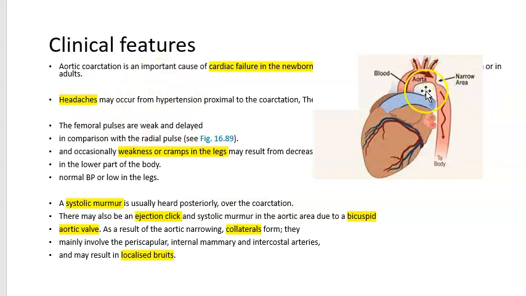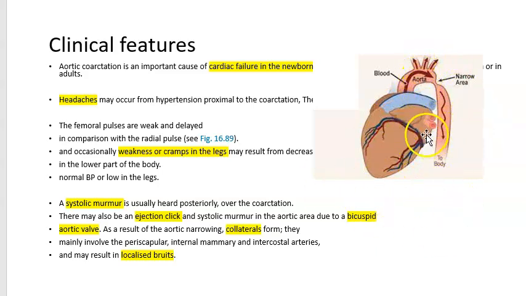They will have headache because of hypertension in the upper part of the body, and weakness or cramps in the legs. Leg weakness, headache, remember. When you compare the radial and femoral pulse, there can be a delay in the femoral pulse. So the femoral pulses can be weak and delayed. Then there can be a systolic murmur when you listen to the heart sounds. There can also be an ejection click that you can hear, if the aortic valve has become bicuspid.